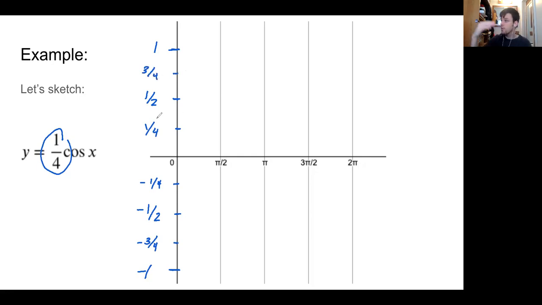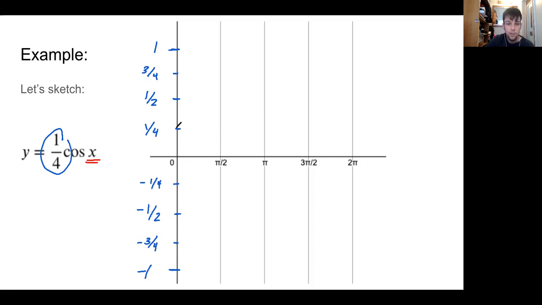So here's our scaling. We're counting up on the y-axis and down on the y-axis by 1/4 increments, 1/4 of a unit. And we have our scaling on the x-axis. It's a standard 2 pi period, so we're going to go from 0 to 2 pi. There's nothing in here that's going to affect the period. Again, we'll talk about that in the next section, but nothing here changes that. So let's just go ahead and graph our cosine curve.